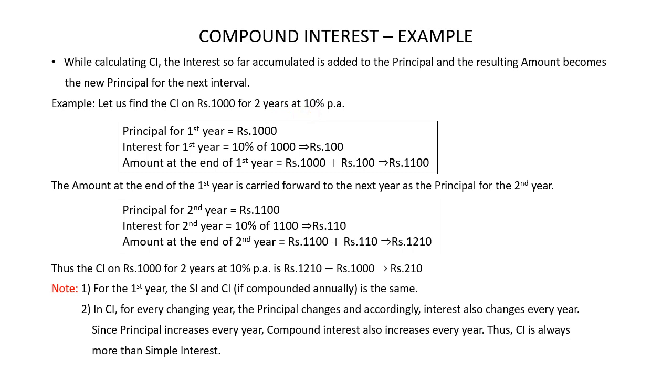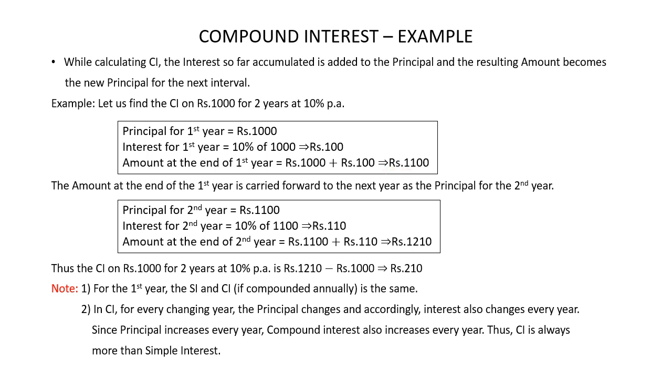So here principal for the first year is rupees 1000. Interest for the first year is 10% of 1000, which is rupees 100. Now the amount at the end of the first year is equal to principal plus interest, which is rupees 1000 plus rupees 100. So the amount at the end of the first year is rupees 1100.